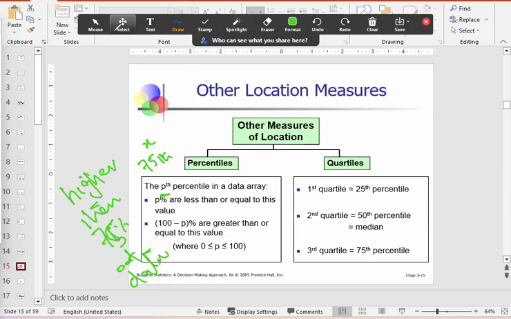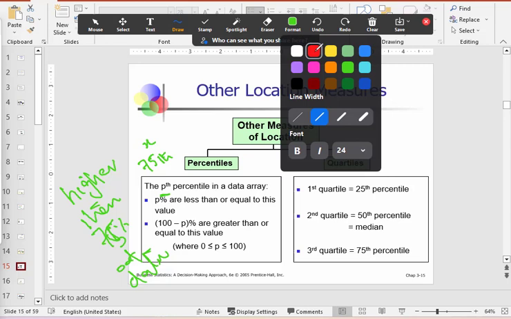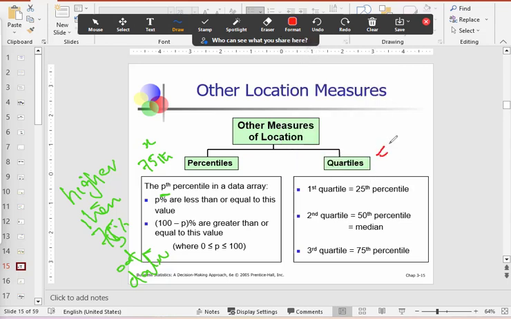Next type we study is quartiles. What quartile does is that if you have a number line from lowest value to highest value, it will divide it into 4 parts, 0 to 25. We will call this point Q1, quartile 1.